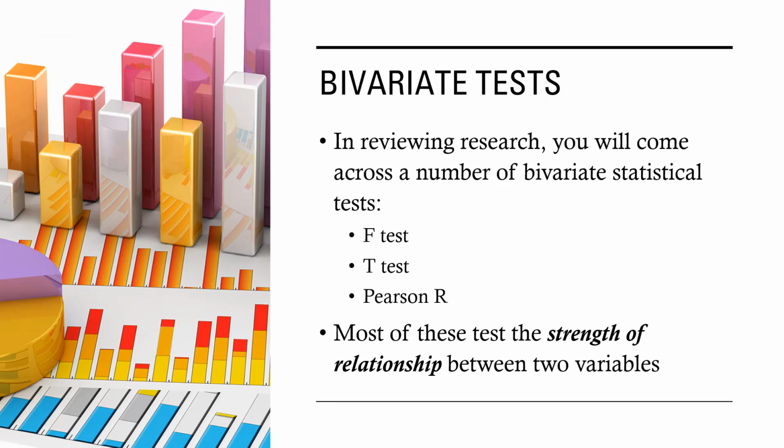Now, in reviewing research and research studies, you're going to come across a number of different bivariate statistical tests. These include things such as the F-test, which is used in relation to ANOVAs. This includes t-tests, and this also includes Pearson R's. Now, we're not going to have enough time to go into depth about how each of these statistical tests work at this point. You'll need a more in-depth course for that. But I do want to make you aware that each of these types of statistical tests are used to test the strength of relationship between two variables.